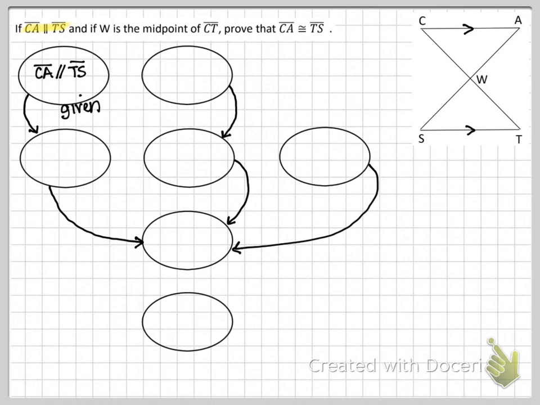Well, I see alternate interior angles in here, and I see a couple of them. I think I'm going to stick with angle C and angle T. So I'm going to go ahead and mark that angle C is congruent to angle T because they are alternate interior angles. Now, you could have done the other pair as well. You could have said angle A and angle S. So angle C is congruent to angle T. You'll notice that when I named these angles, I only used one letter. That's because it's clear what angle C is and it's clear what angle T is. Okay, so this is going to be alternate interior angles.